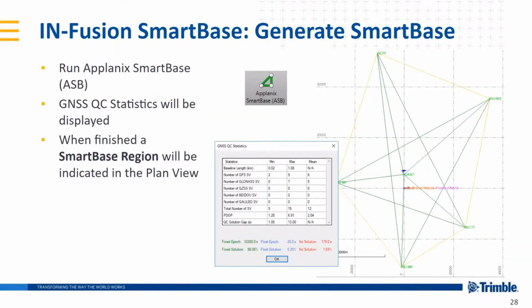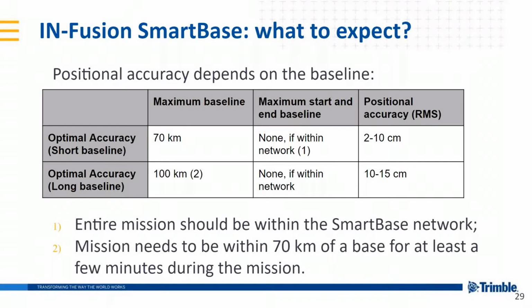After running SmartBase, GNSS QC statistics will be displayed, and then a SmartBase region will be indicated in the plan view. What can we expect from the SmartBase processing mode? For short baseline, within 70 kilometers, the positional accuracy is about 2 to 10 centimeters, and for long baseline, within 100 kilometers, it is about 10 to 15 centimeters.